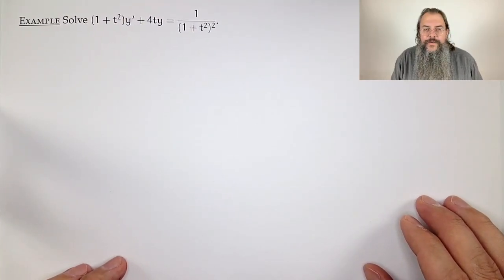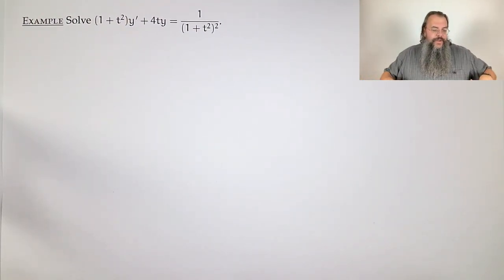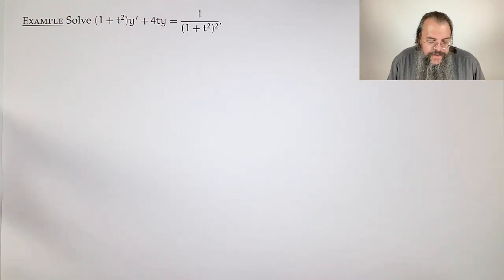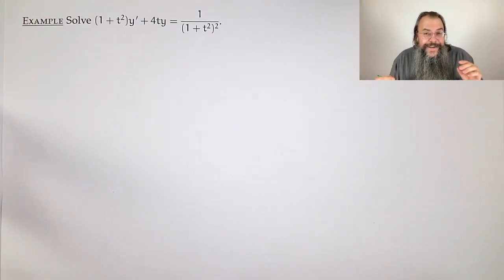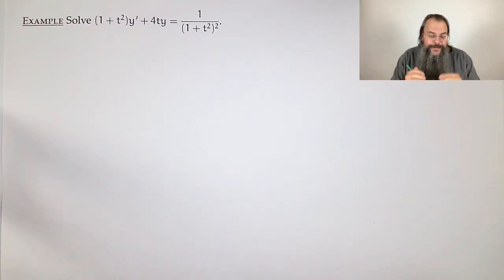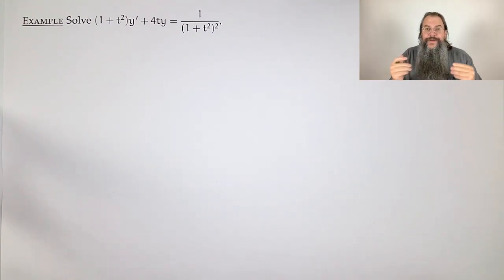All right, so back to a nice cooling down problem, right? So solve 1 plus t squared times y prime plus 4t times y is equal to 1 over 1 plus t squared squared. All right, well, that doesn't sound so bad. You can already feel like, oh, Steve, I see where you're going. I know you like your arctangent. I do like my arctangent. It's true. So maybe there'll be an arctangent here if I'm lucky.